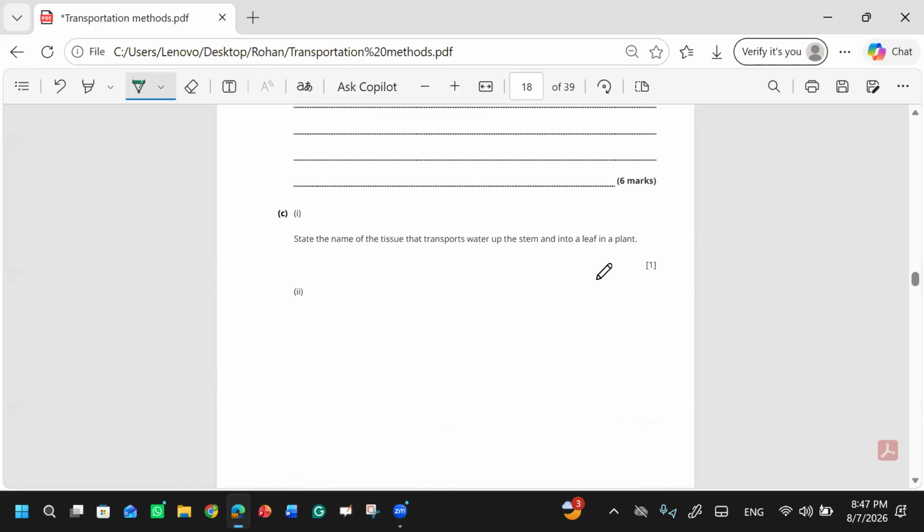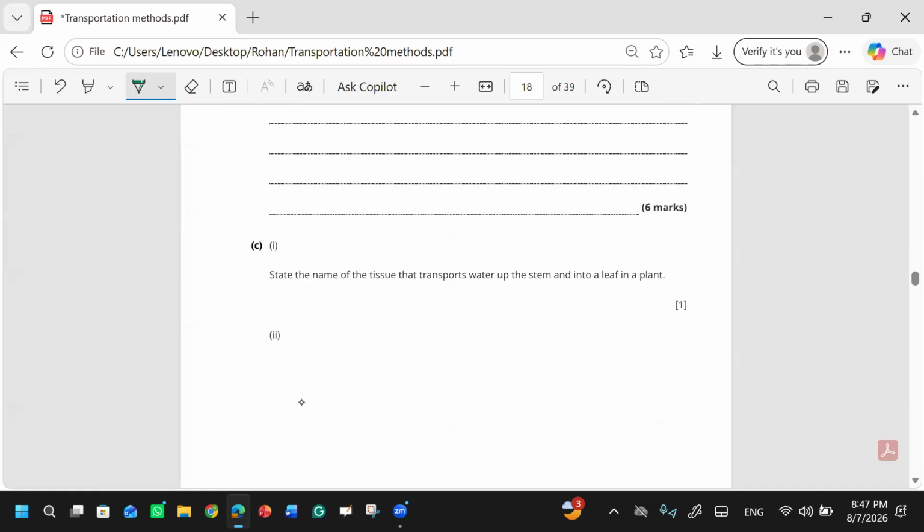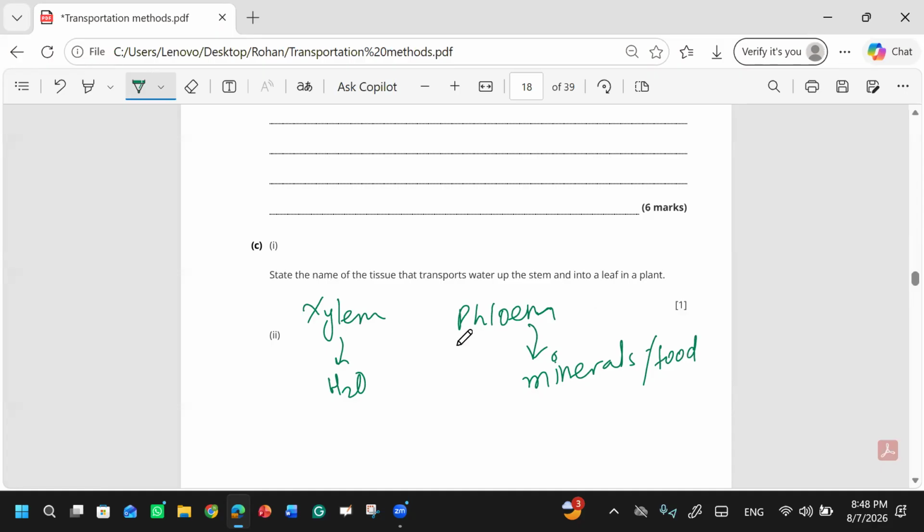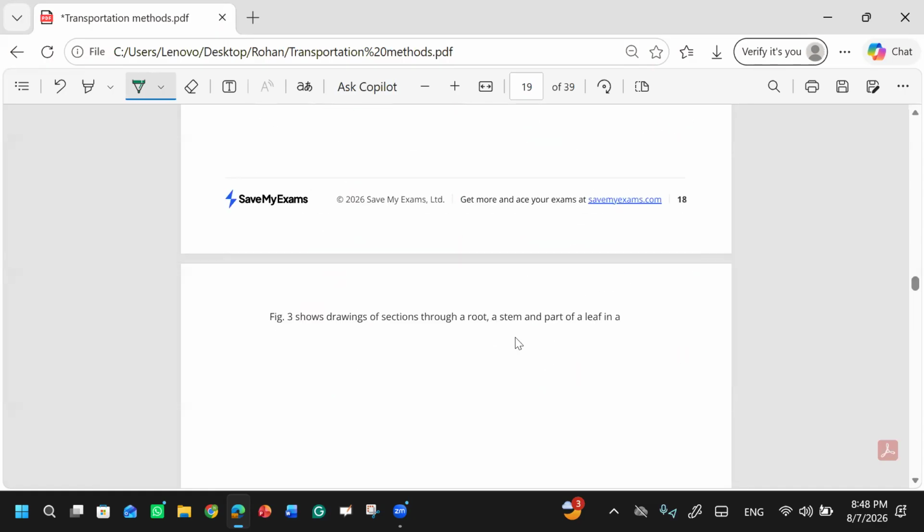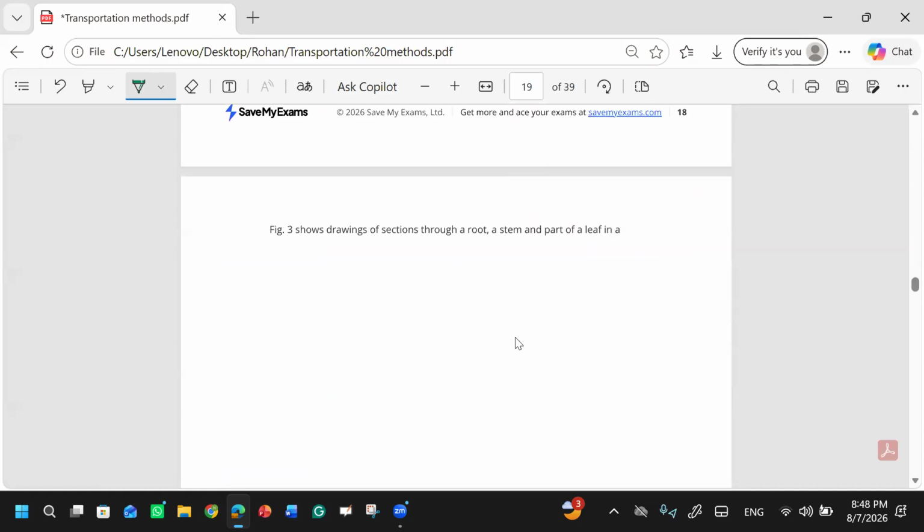What is the name of the tissue that transports water up the stem and into the leaves of the plant? Xylem or phloem? Which tissue transports the water? I think it should be xylem. Phloem is responsible for transporting minerals and food, like sucrose, amino acids. I remember it by phloem and food, F and F.